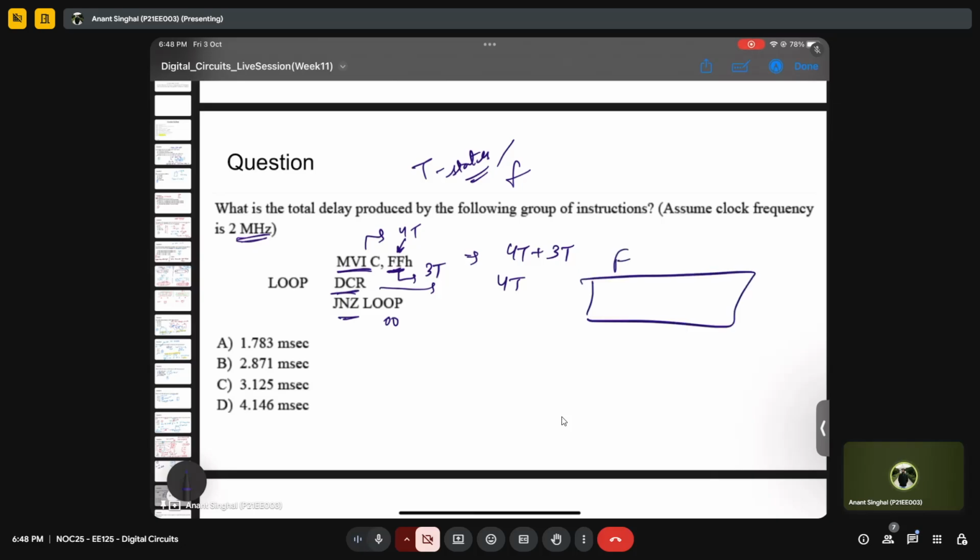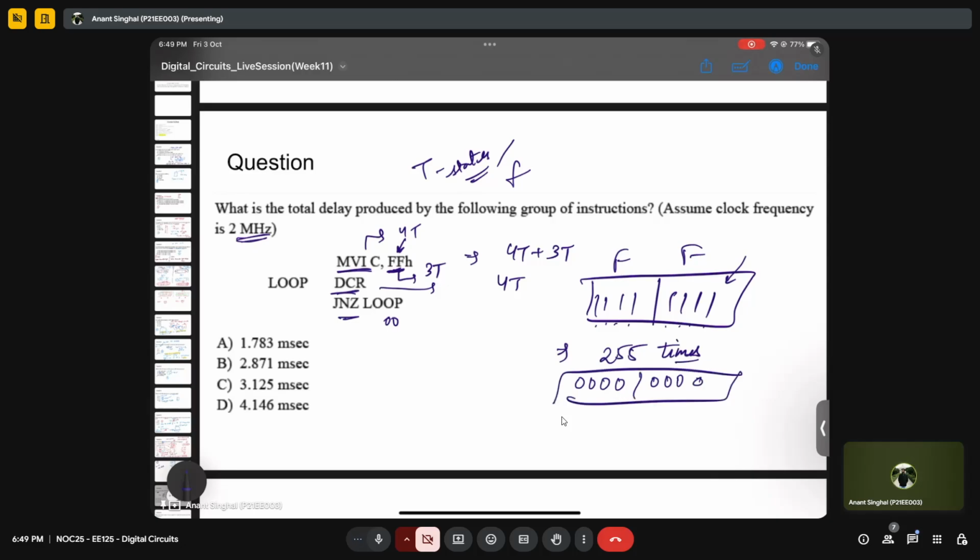So FF is already, we know that this is 1, 1, 1, 1, 1, 1, 1, 1, which is 0, 1, 2, 3, 4, 5, 6, 7, 2 raised to 7. Okay, so I think this will execute 255 times to make all of it 0, because it will start one by one making this value one less and then less and less. So it will do it 255 times according to the number of bits.